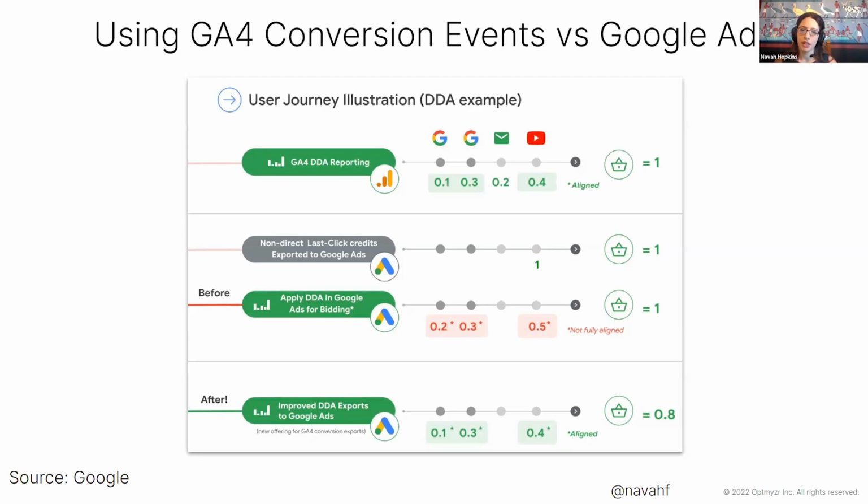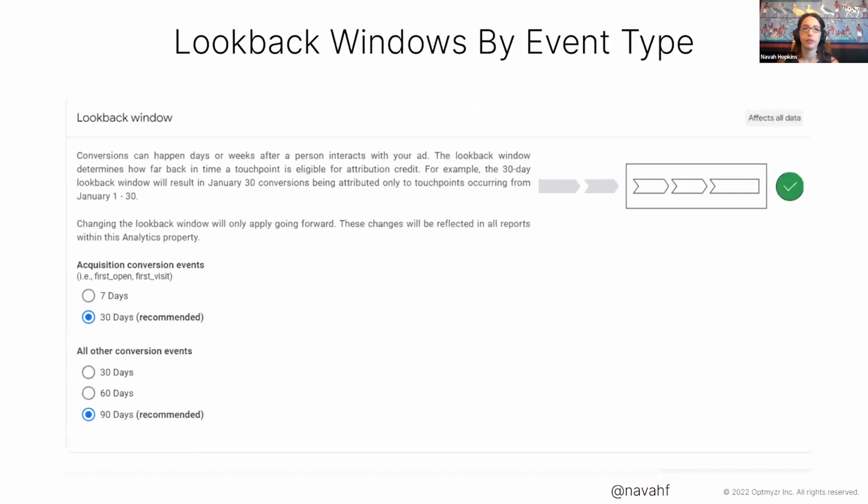One other note just about data-driven attribution: at the end of the day, it is just a reporting tool. You will have fractional conversions. That doesn't mean you have fractional customers. So it is very important to explain to your clients, to your stakeholders, that just because it says 0.8, it doesn't mean you have 0.8 of a customer. It just means that this particular entity was responsible for 0.8 of the conversion.